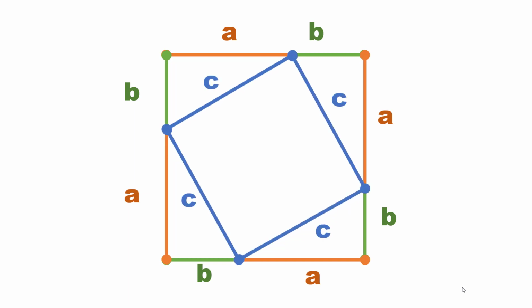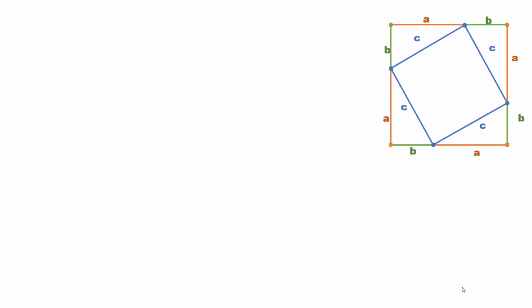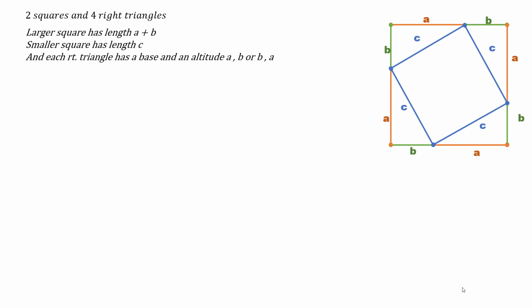Again we will copy and make another square, this time a smaller square, which will be inside the larger square. And you might have noticed that now we have a larger square, a smaller square, and four right triangles around the smaller square. So now let's talk about the geometry. So we have two squares and four right triangles.